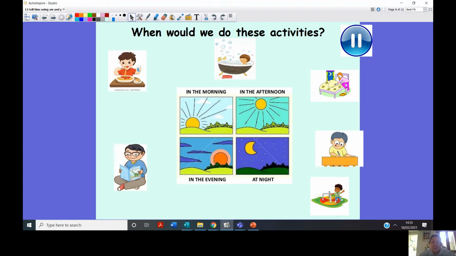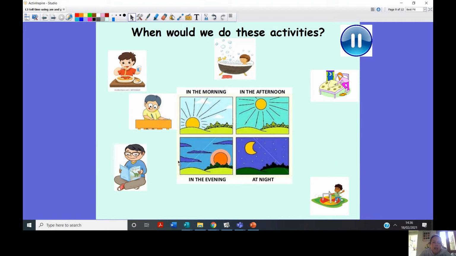Okay, let's have a think. When would you do these activities? Let's start off here, your schoolwork. When would you typically sit down and do your schoolwork? Well, I know speaking to a lot of children in Mandela class, they do a lot of their schoolwork in the morning. So I'm going to move this little fella doing his work to the morning.